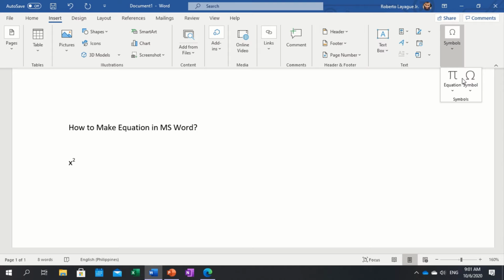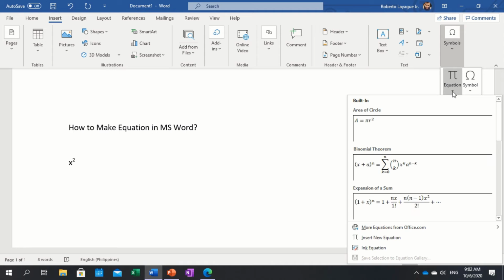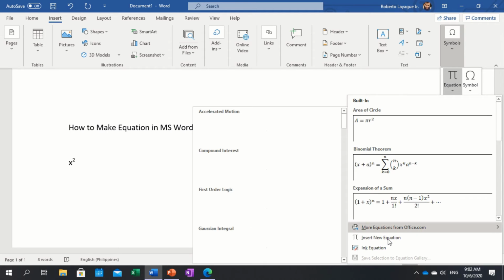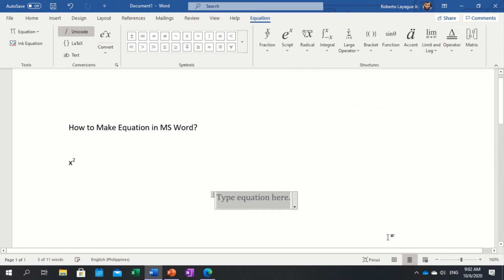Here in the Symbols group, you can either use Equation or Symbol. But I usually use Equation. When you use Equation, there are already built-in ones, but however, I'm going to click Insert New Equation. So you can now type in the equation.